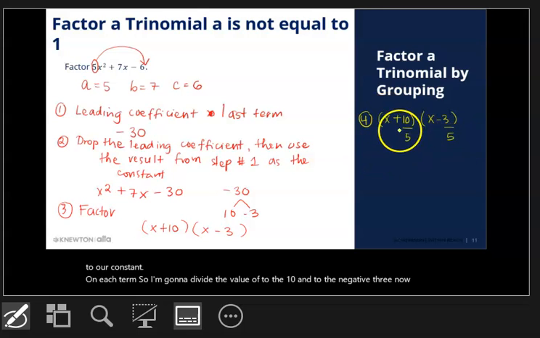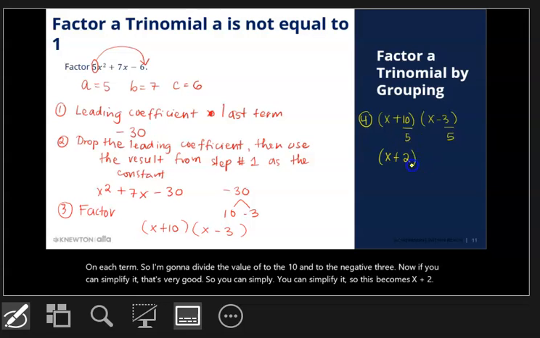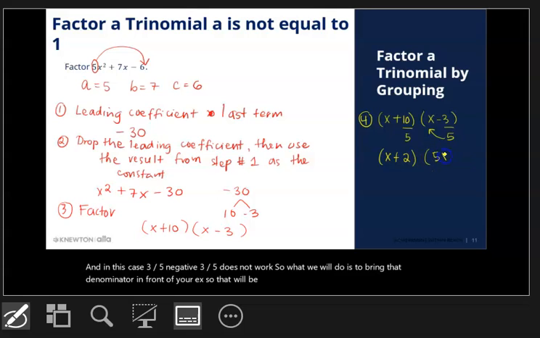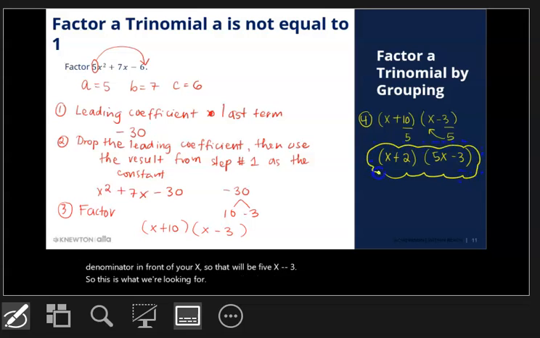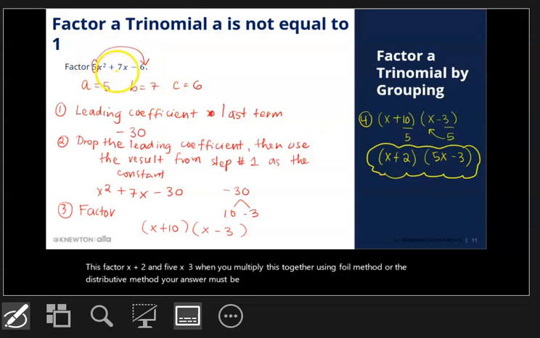Now if you can simplify it, that's very good. So this becomes x plus 2. And then in this case, negative 3 divided by 5 does not simplify. So what we will do is bring that denominator in front of your x. So that will be 5x minus 3. So this is what we're looking for: the factors x plus 2 and 5x minus 3. When you multiply this together using the FOIL method or the distributive method, your answer must be the original trinomial.